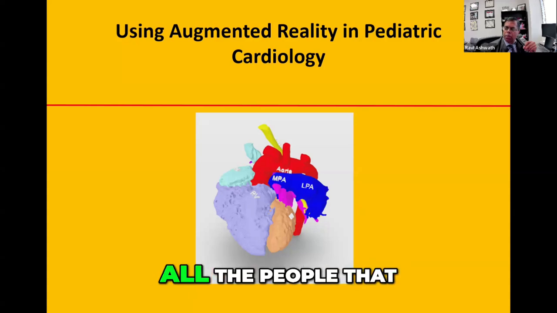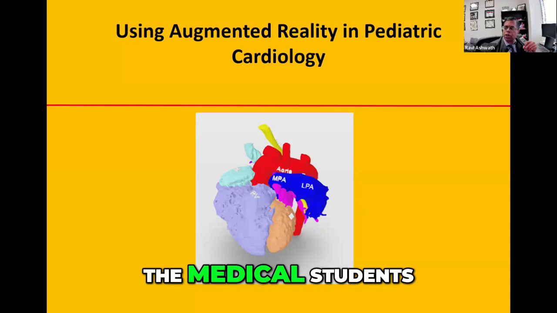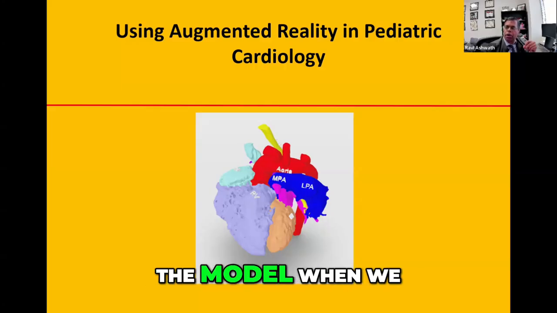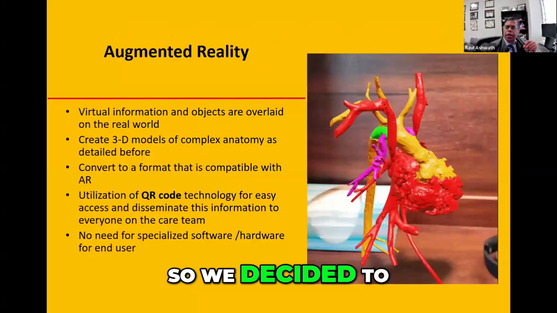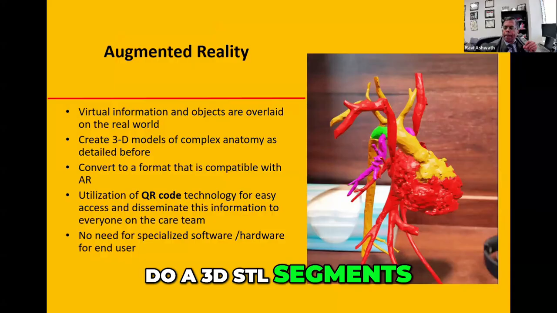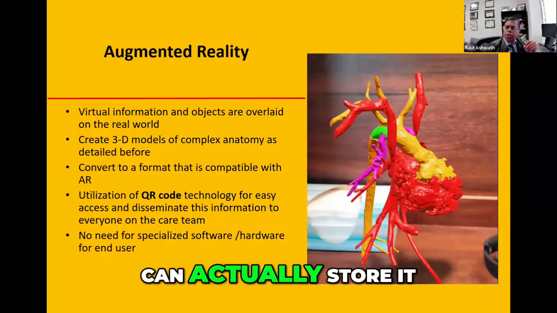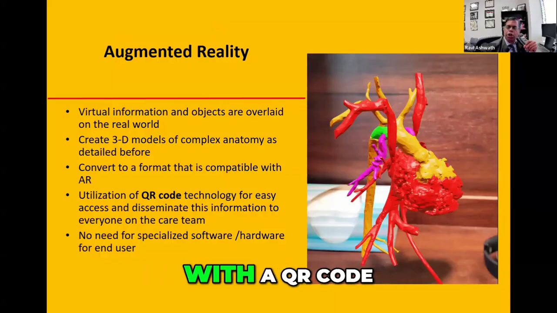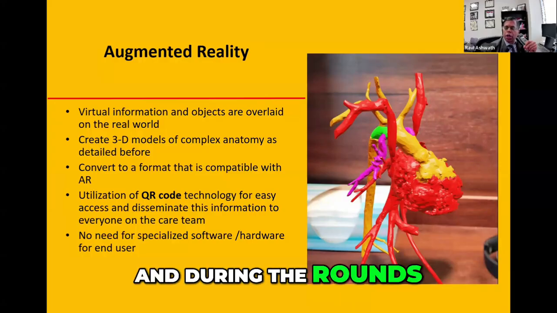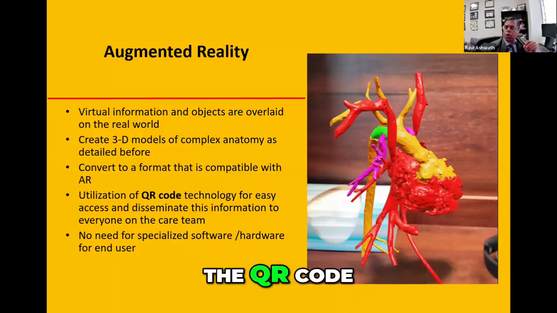But then how about all the people that we talk to, the parents, the residents, the medical students, the whole ICU team? Can we show them the model when we teach them? So we decided to do 3D STL segments, make them in such a way that we can store it and then point it with a QR code for every lesion that we have. And during the rounds, we will share the QR code.